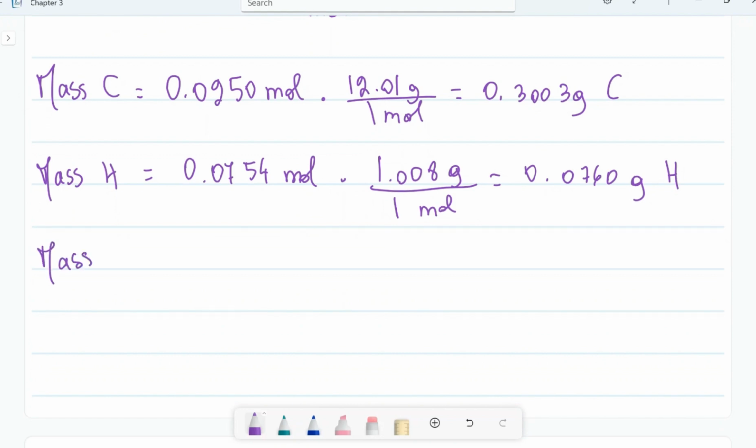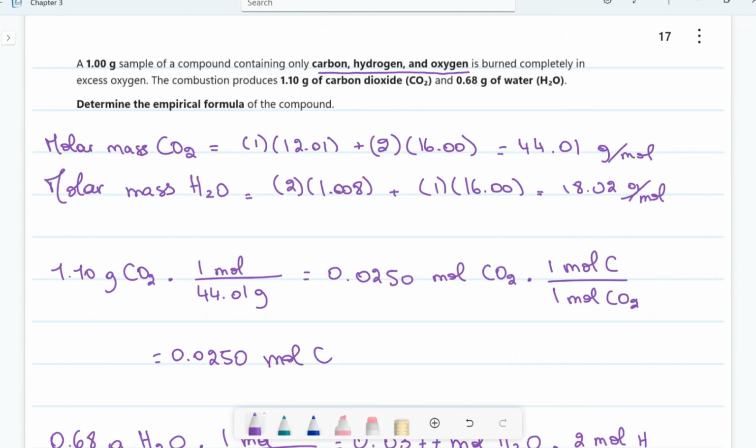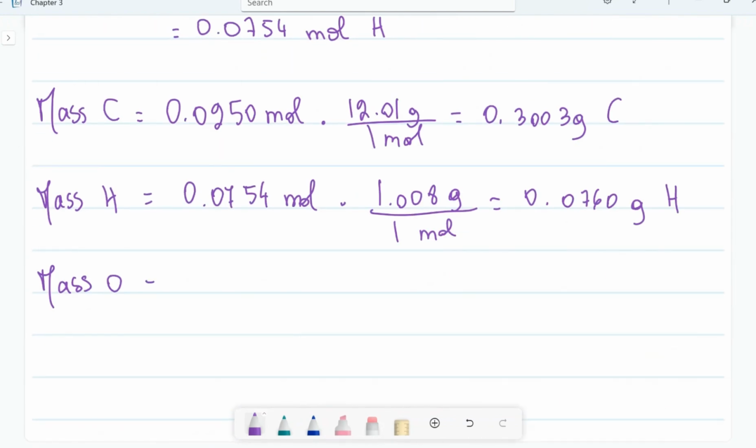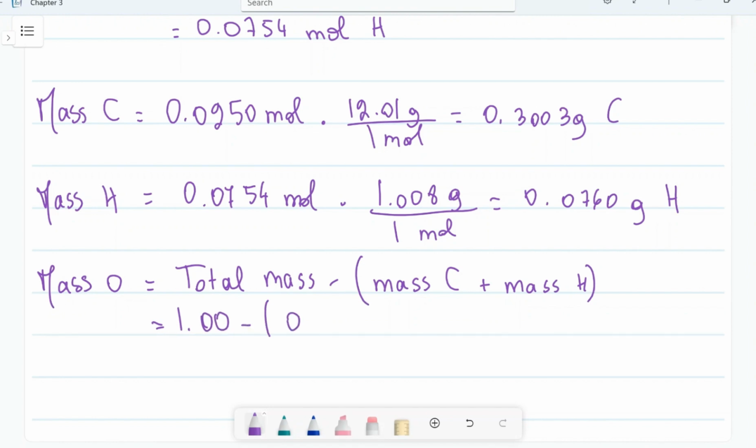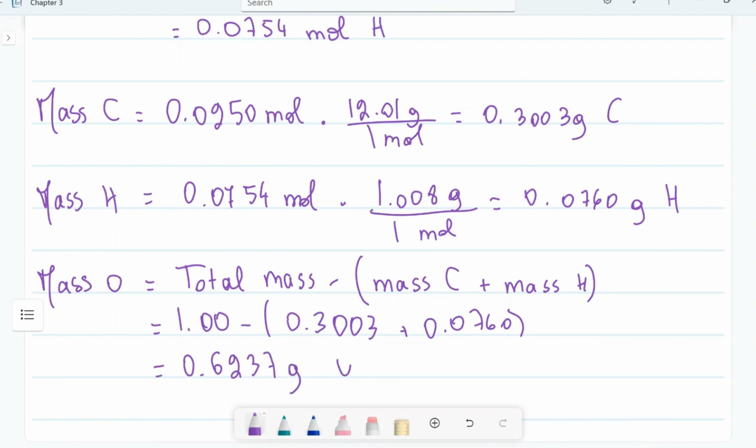Now, as I said, we subtract these from the total mass, which is given in the question as 1.00 grams. So the mass of oxygen is the total mass minus the mass of carbon plus the mass of hydrogen. So this is 1.00 minus 0.3003 plus 0.0760. If we plug all of this into our calculator, this would give us 0.6237 grams of oxygen.